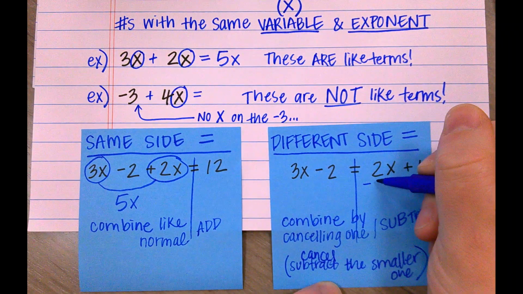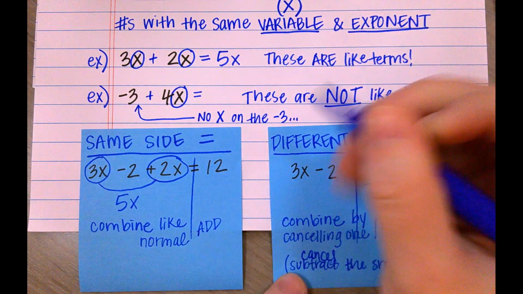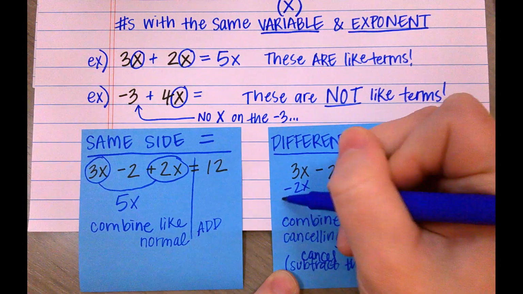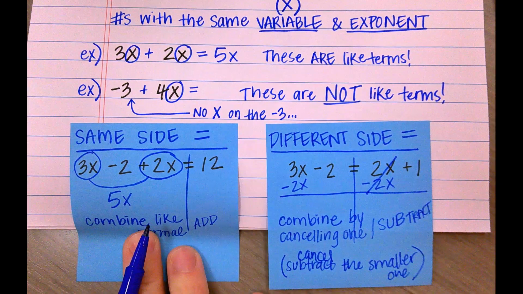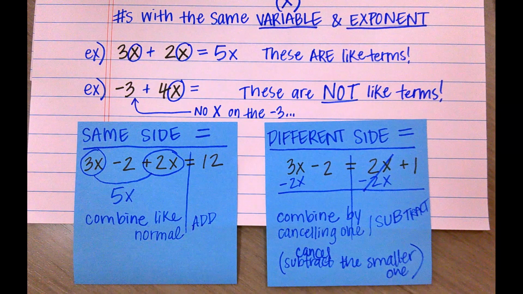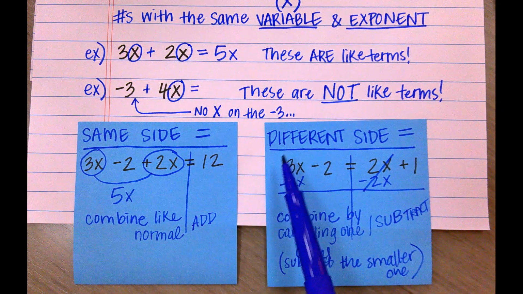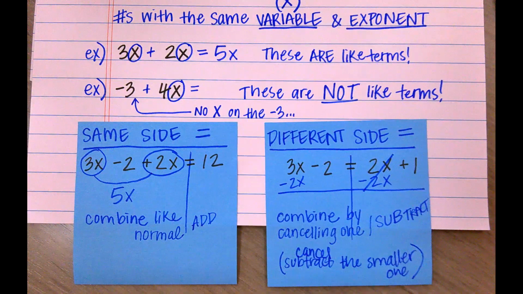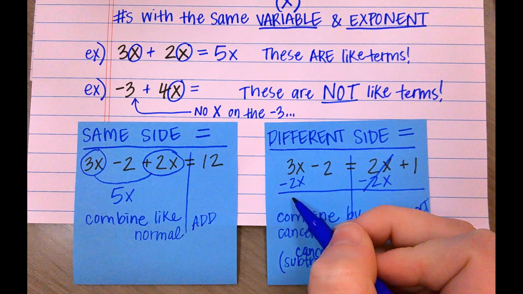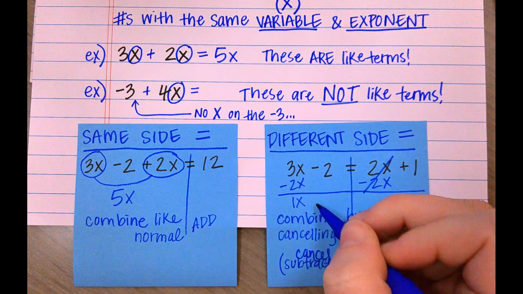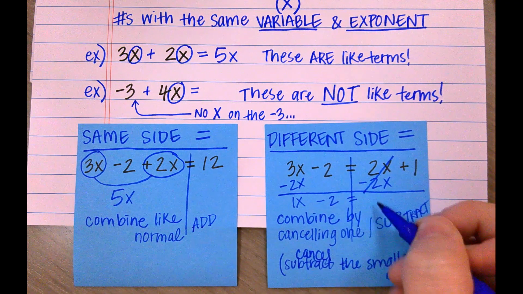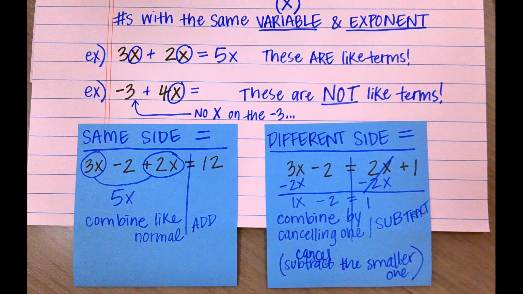So we would subtract 2x from both sides, and that cancels the 2x. That would give us 3x minus 2x is 1x. You could bring down the -2, equals just the 1 is left over there. We don't have to finish that one out for the sake of running out of space.